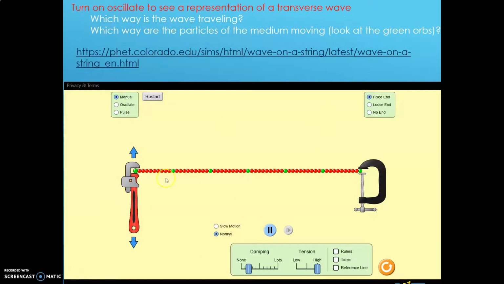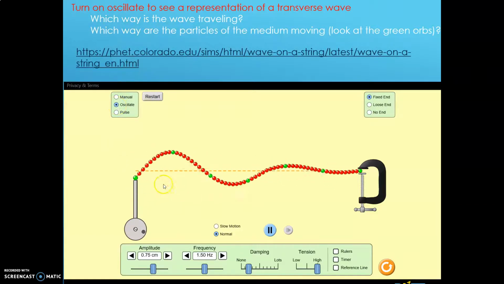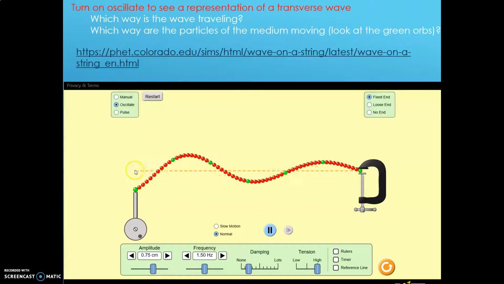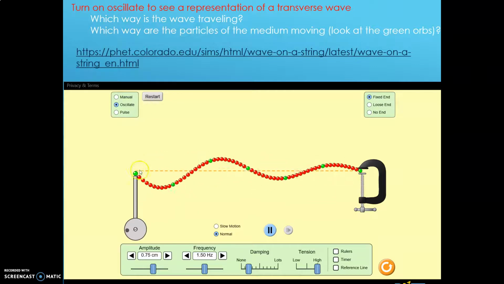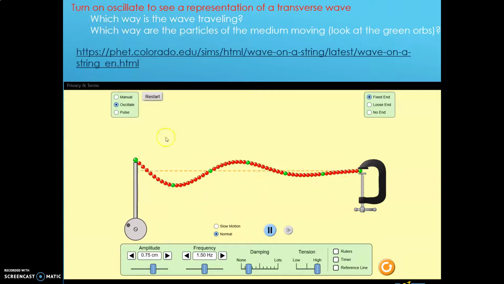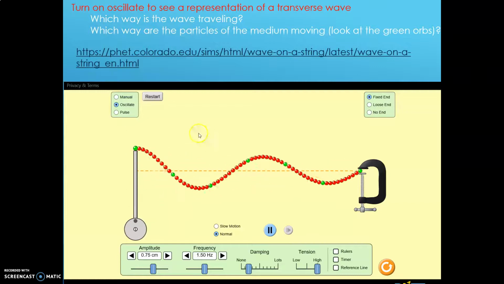We can see this, and you can play along with it. This is a PhET simulation, and I put the link in the PowerPoint so you can go in here. So if I turn on oscillate, you're going to see a representation of what a transverse wave might look like, and you can see which way the wave is traveling, from here eventually to here. But which way are the particles in the medium moving? Look at the green orbs, that's why they put them there. This green orb doesn't end up all the way over here. It's just moving up and down. That's very important to understand. Even though energy is moving from left to right, the matter is not necessarily moving. It's just moving perpendicular to the motion of the energy, at right angles, with a transverse wave. You can play around with this, and I would encourage you to do so.